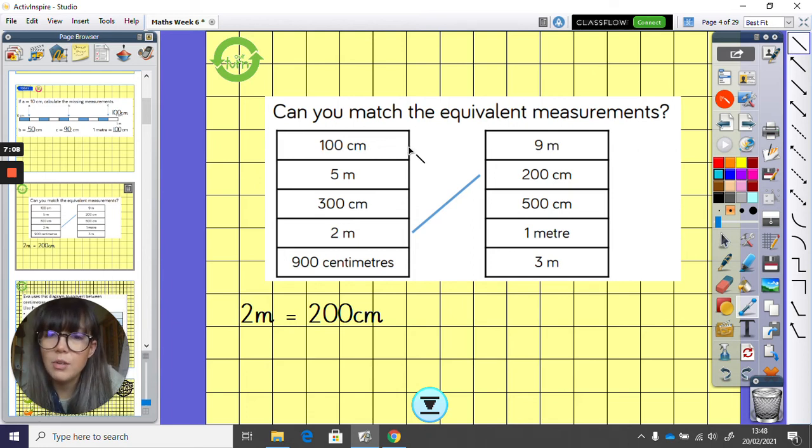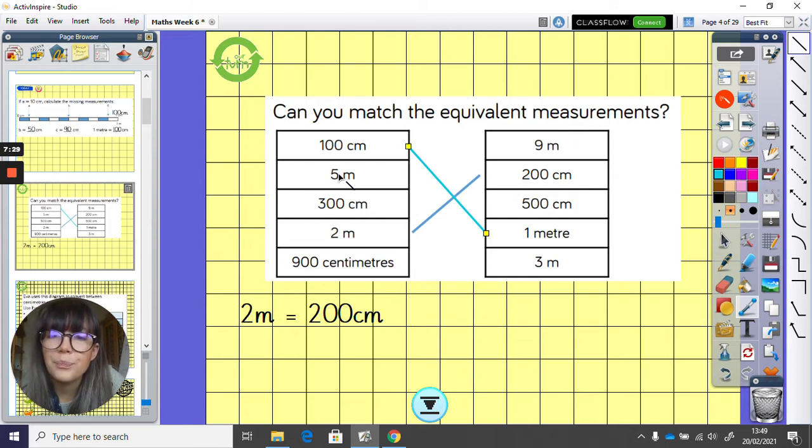Now, if you can remember from previously, we know that 100 centimetres is equal to 1 metre. You could also use this to help you. 2 metres is equal to 200 centimetres, therefore 1 metre is equal to 100 centimetres. Let's go to the next one.